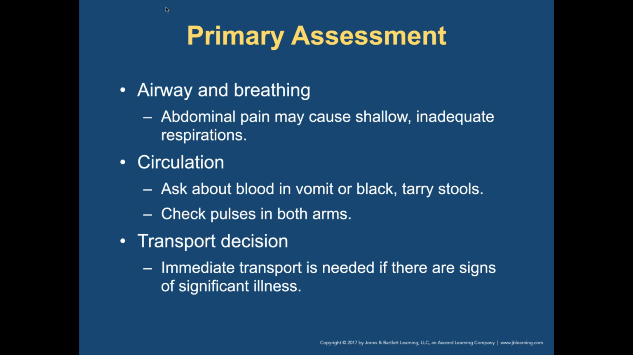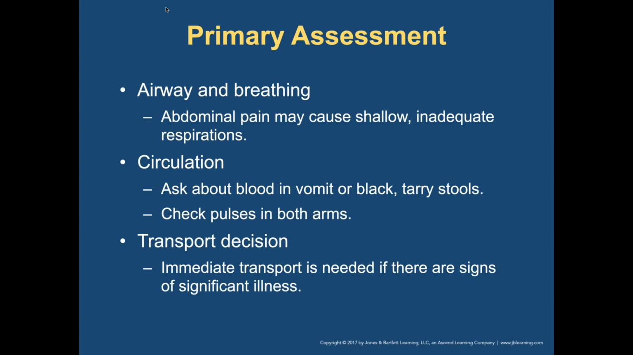Check pulses in both arms. And if you're worried about an aneurysm in their abdomen, then do like they said, check the pedal pulses. Because the problem is kind of like a spinal problem. It's everywhere below the problem. So if the aneurysm is around your belly button, then checking the pulse in both arms, you're still going to get the same pulse. The problem's not that far up.